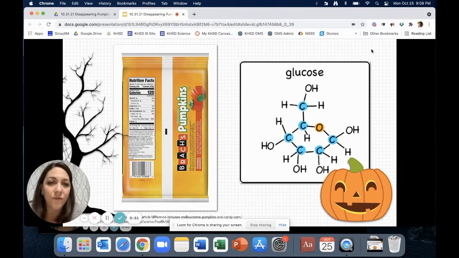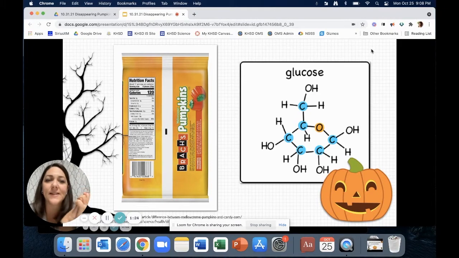And one form of sugar, the form that your body actually really wants, that it's going to use to get the energy for your cells, is called glucose. And you can see there, the different letters represent different elements that make up this particular molecule. And those elements are carbon, hydrogen, and oxygen. And the lines between them represent bonds, or where those atoms are sticking together, kind of like glue.